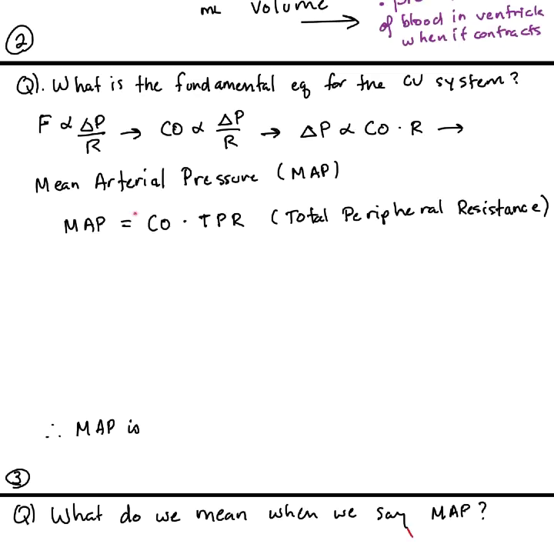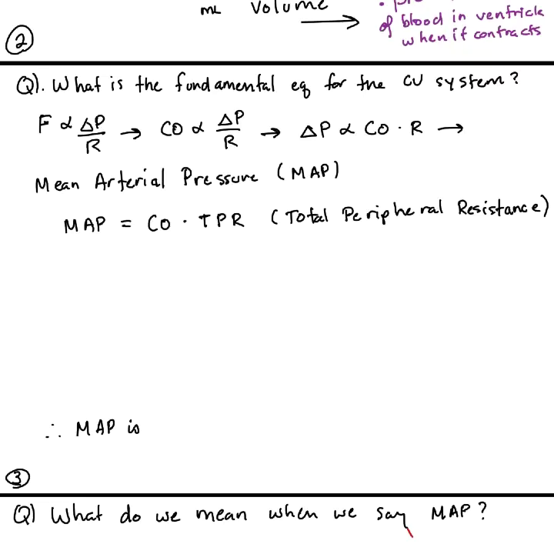We normally play this game. We say, if I increase my cardiac output, what happens to my mean arterial pressure? If I increase my total peripheral resistance, what happens to my mean arterial pressure? If I decrease cardiac output, what happens to mean arterial pressure? And if I decrease total peripheral resistance, what happens to mean arterial pressure? So you can think about this in all of these different ways.